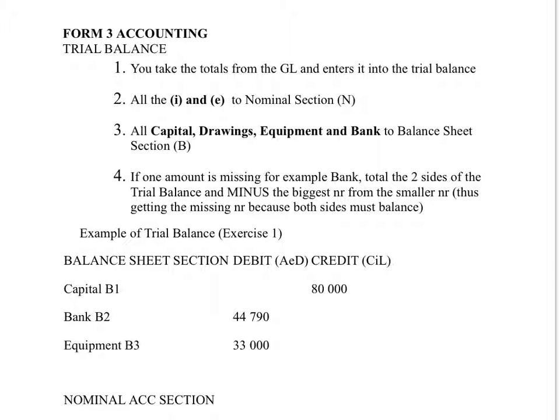All the I and E accounts go into the nominal section. All capital, drawings, equipment and bank go to the balance sheet section.